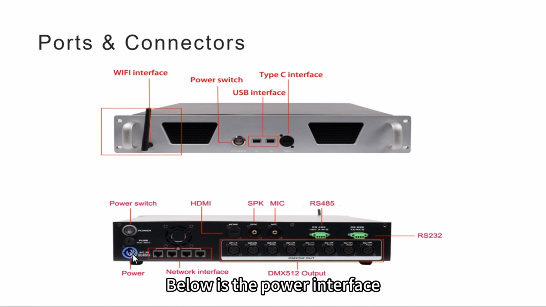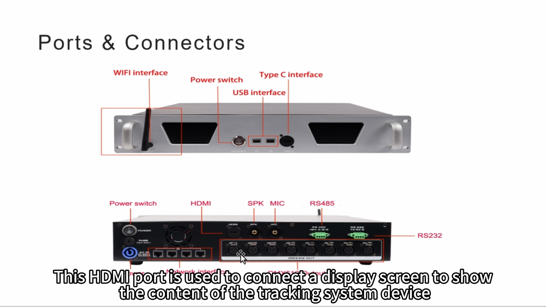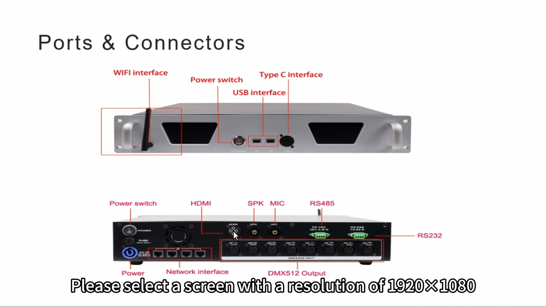Below is the power interface. There are 4 network interfaces. It is used to connect to the TTL network converter. This HDMI port is used to connect to the display screen to show the content of the tracking system device. Please select the screen with a resolution of 1920x1080.